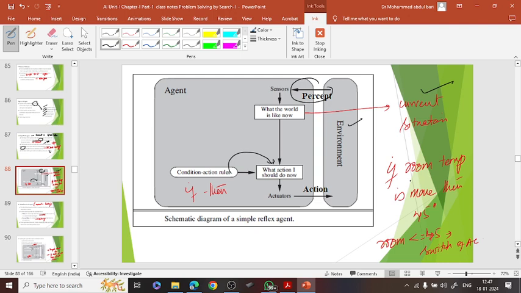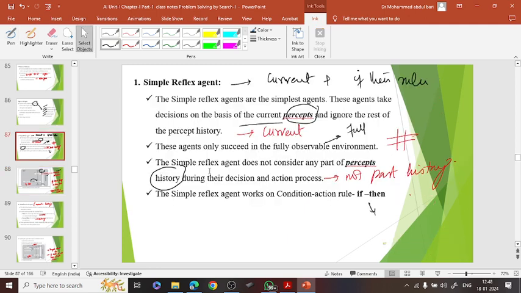Now for an example: if the room temperature is more than 45, switch on the AC. We are not bothered about who is in the room, what components are in the room, whether the room is locked or open. We are only sensing, it is fully observed, and if this condition is satisfied, then the AC is on. This is what the if-then rule says, and this is what a simple agent says.